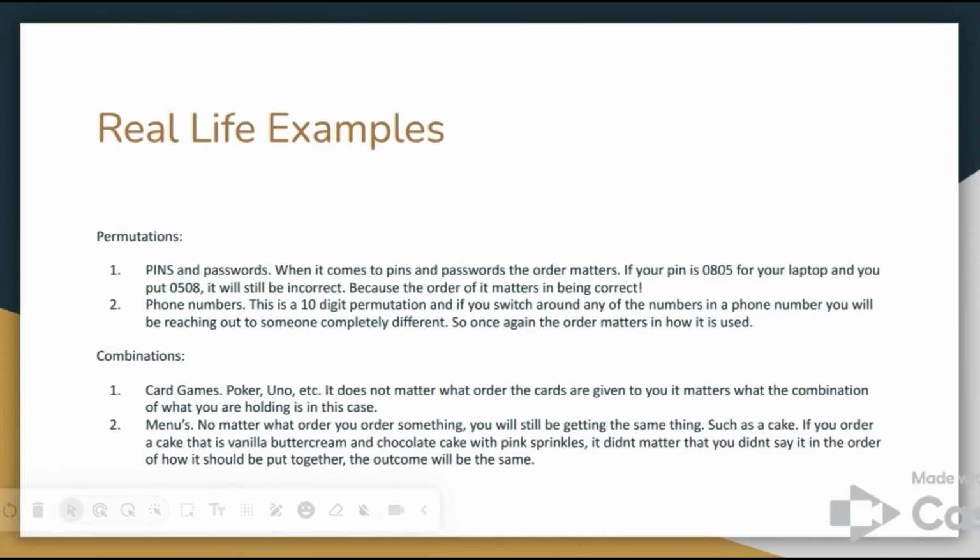For real life examples of combinations, the first one's going to be card games, poker, Uno.